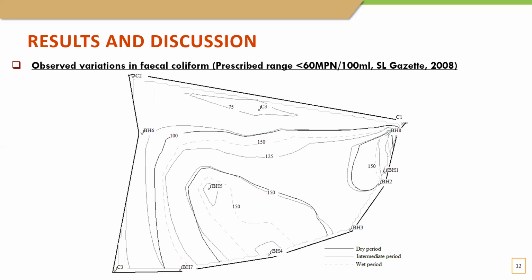Next is fecal coliform. The fecal coliform also ranges between 19 to 330 MPN per 100 milliliters. So boreholes BH1, BH2, BH3, BH4, 7, and 8 have exceeded the stipulated level of 60 MPN per 100 milliliters gazetted in 2008.